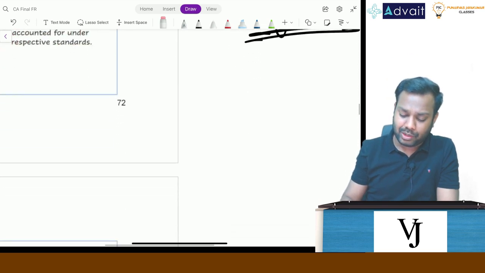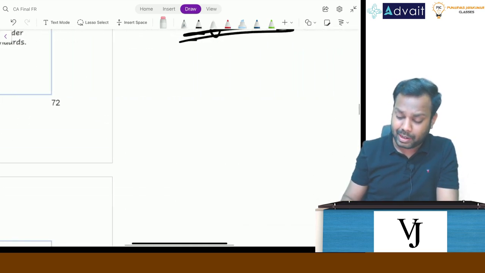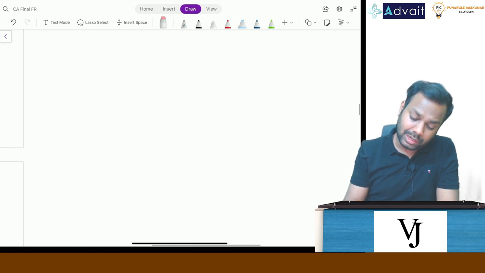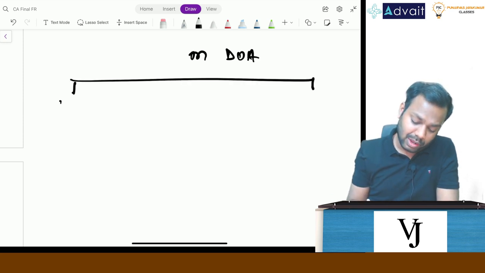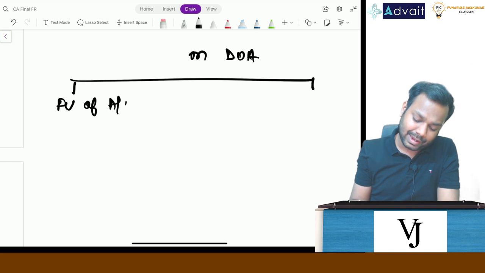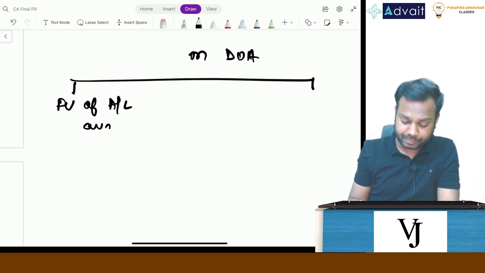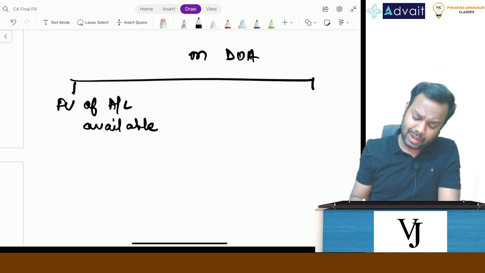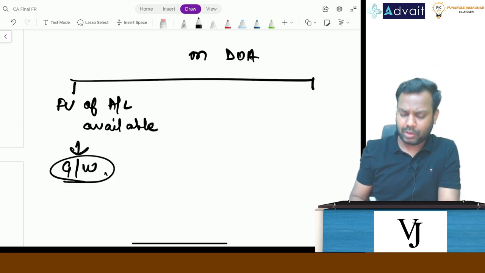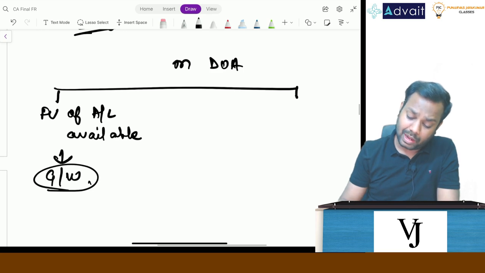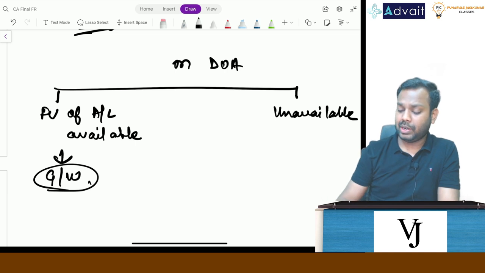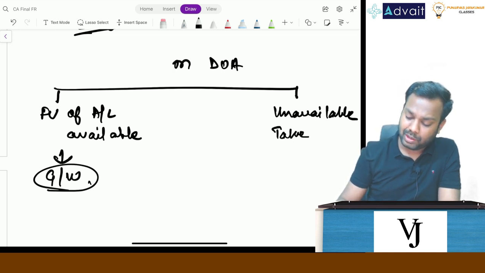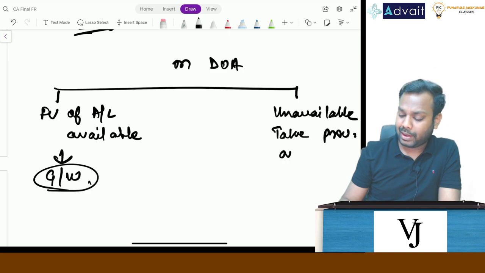Okay. So now if you have to understand the concept of measurement period in a much better manner, you can think of it like this. On date of acquisition, there can be two possible instances. Fair value of assets and liabilities are available. Fine. If it's available, you can calculate goodwill. Done. No concept of measurement period here. But if it is unavailable, then what we'll do? It says take provisional values and calculate goodwill.